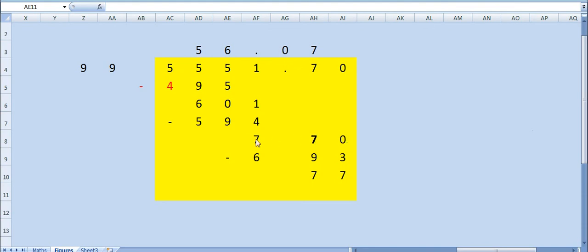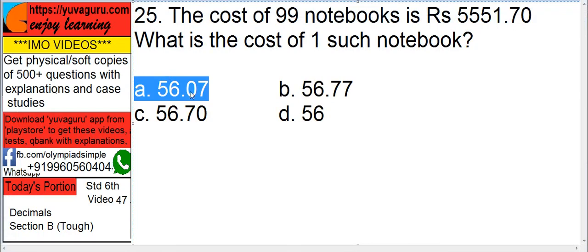Then it becomes 770 and 99. So 99 into 7 is 693. And that remaining is 77. So bring up to two decimals only, the cost of one book becomes 56.07. Answer is A, 56.07.